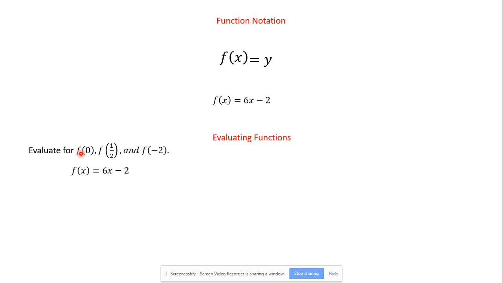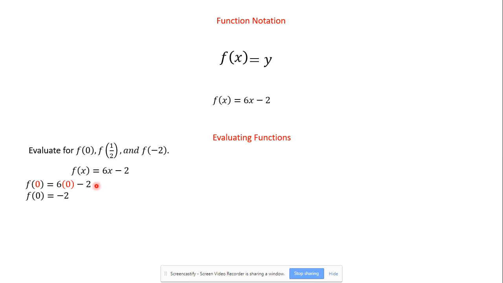So let's use the same equation that we have, f of x equals 6x minus 2. For f of 0, we're just going to replace all the x's with 0. And then simplify. 6 times 0 is 0 minus 2. F of 0 equals negative 2. Notice there's an equal sign still here. It's not just negative 2. F of 0 equals negative 2. That says when x equals 0, y equals negative 2. It ties the two together.